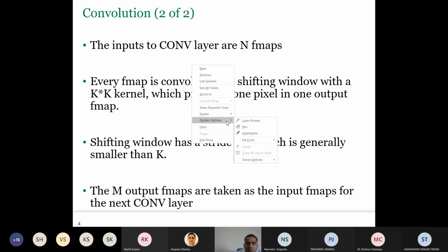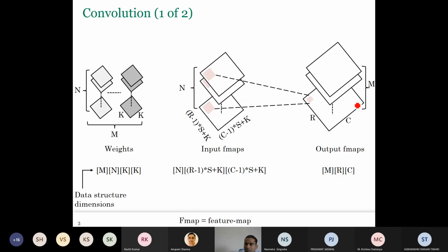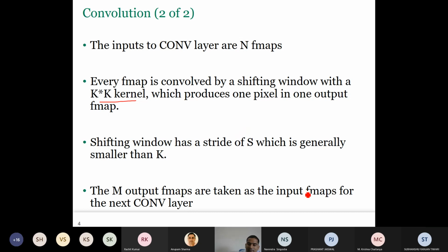The input to convolution layers is n feature maps. Every feature map is convolved by a shifting window with a k into k kernel, which produces 1 pixel in 1 output feature map. The shifting window has a stride of s, which is smaller than k. Here we generated m output feature maps, and the dimension of each is r into c. The m output feature maps become the input feature maps for the next convolution layer.